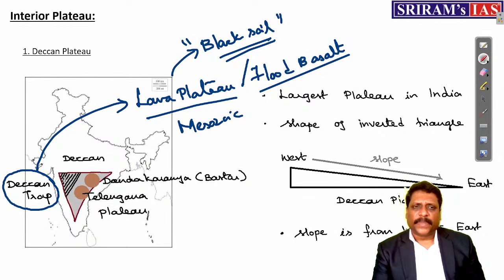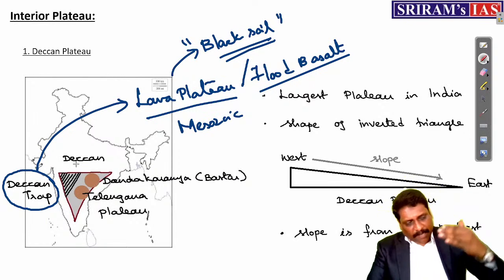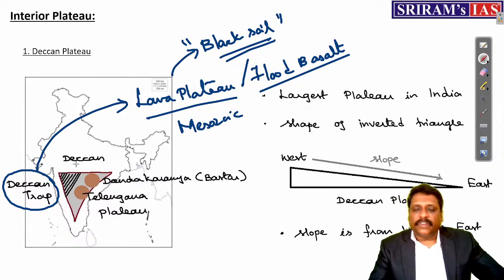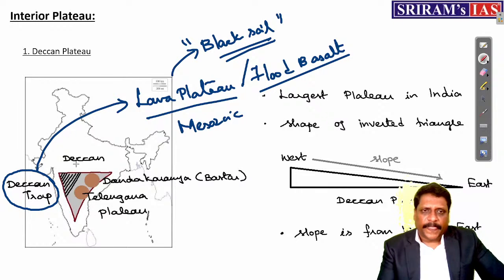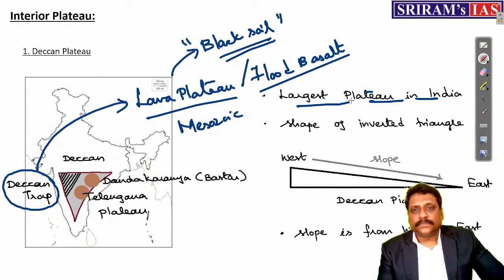Now, where all do we have the Deccan Trap? Largely the Deccan Trap is confined to Maharashtra, Gujarat, parts of Madhya Pradesh, Rajasthan, and northern parts of Karnataka. Okay. So the Deccan Trap is seen as the modified part of the Deccan Plateau. Deccan Trap itself is not regarded as a separate landform feature as such. But otherwise, barring the exception of the Deccan Trap, as I already said, this is the largest plateau in India, right? Almost it takes the shape of an inverted triangle.